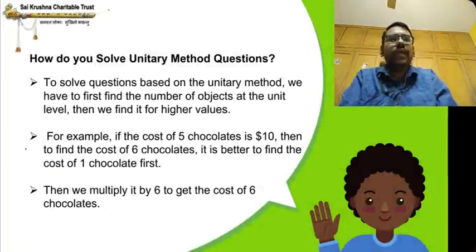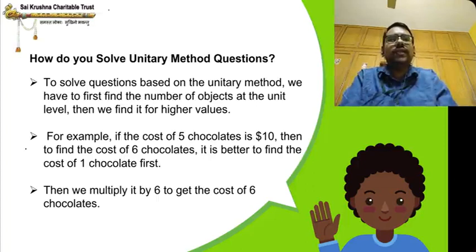How do you solve unitary method questions? To solve questions based on the unitary method, you first find the number of objects at the unit level, then we find it for higher values. For example, if the cost of 5 chocolates is $10, then find the cost of 6 chocolates. It is better to find the cost of 1 chocolate first. Then we multiply by 6 to get the cost of 6 chocolates. This is called the unitary method.